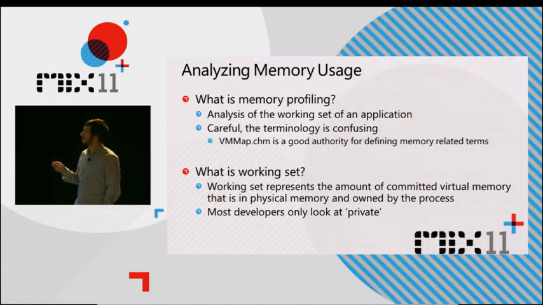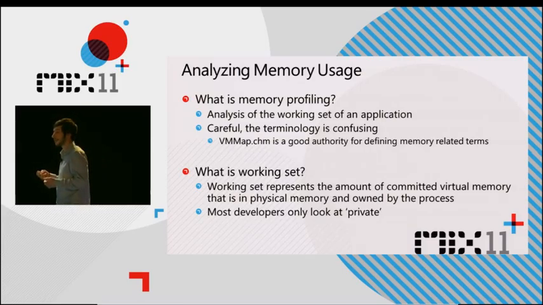Working set itself is just the amount of committed virtual memory that's in physical memory from the process. Most developers only look at private. The distinction between private and shared is that private memory is memory that only you own. Shared memory is something that you're sharing amongst other processes. So if you're loading a common DLL, like say there are 3 Silverlight applications running, everybody's going to be sharing the memory to load agcore.dll. But anytime that you're calling new or you're loading an image from the internet, that's all going to go into your private working set. So most people only care about private.